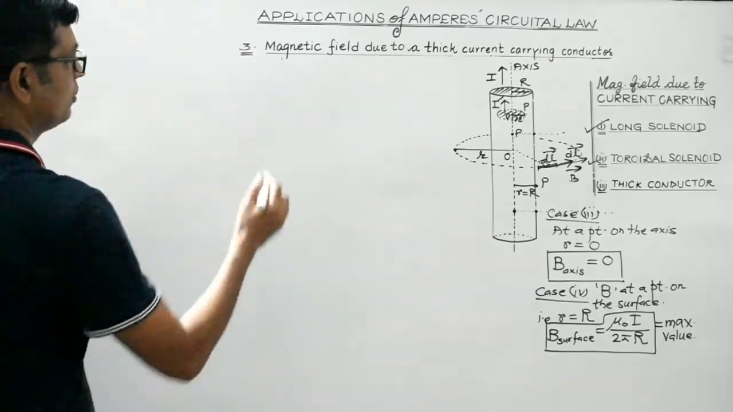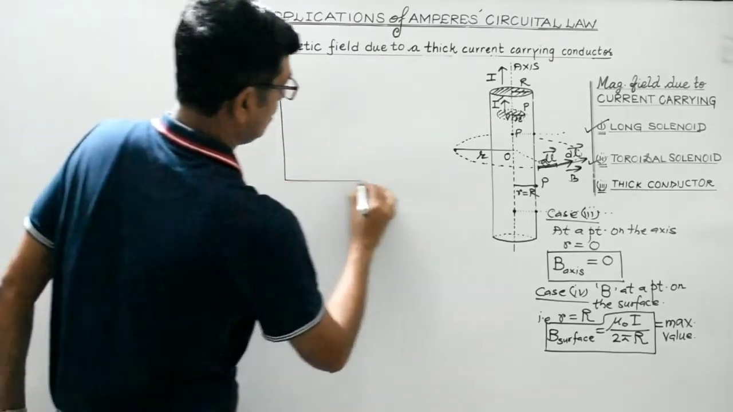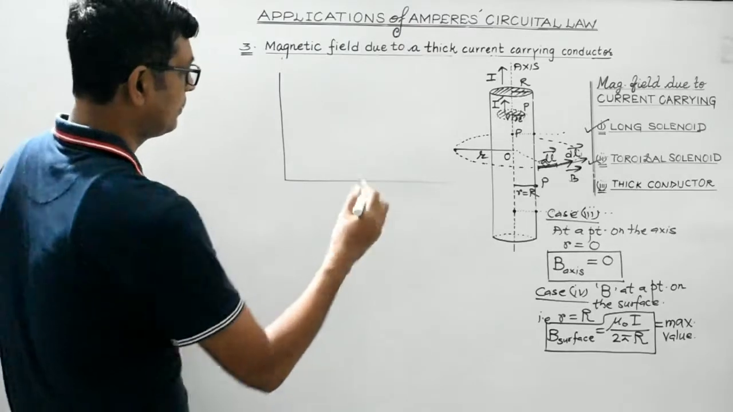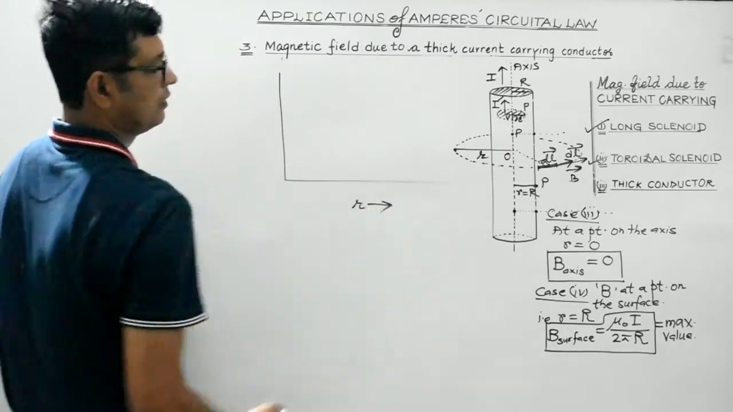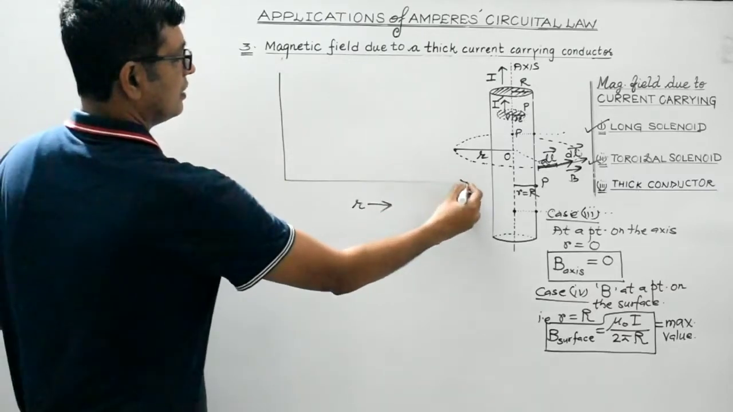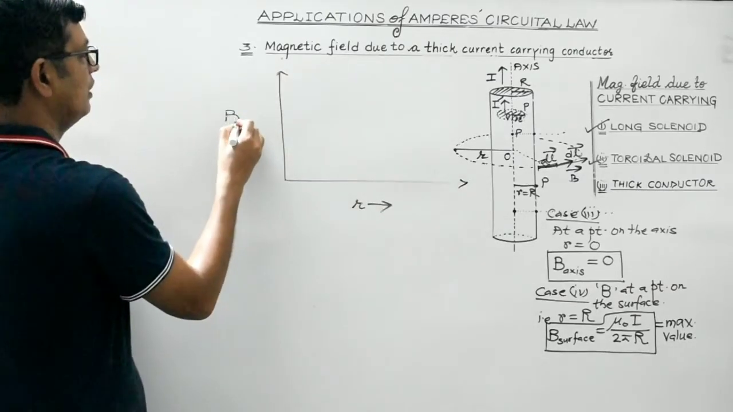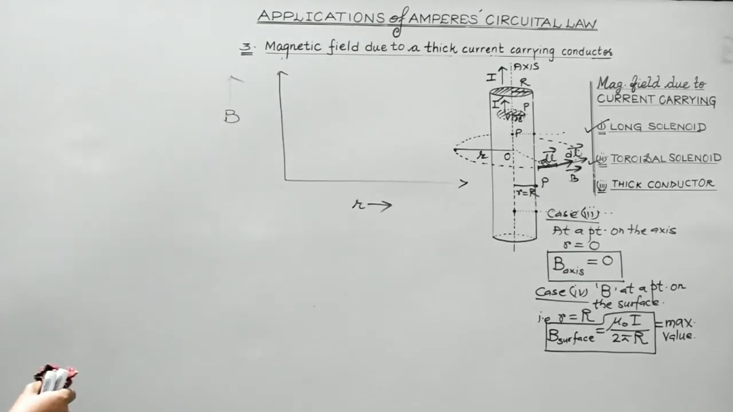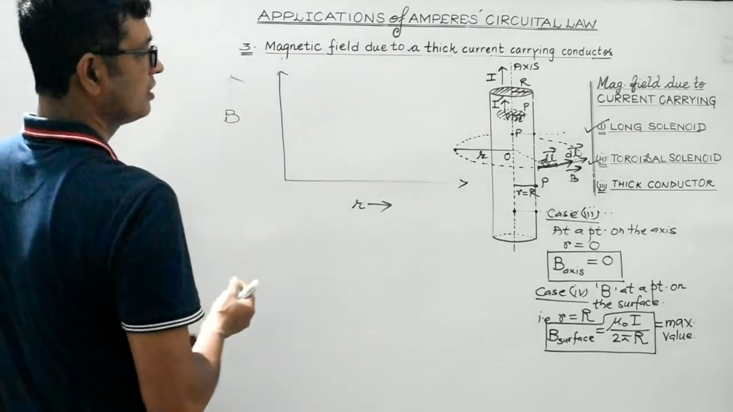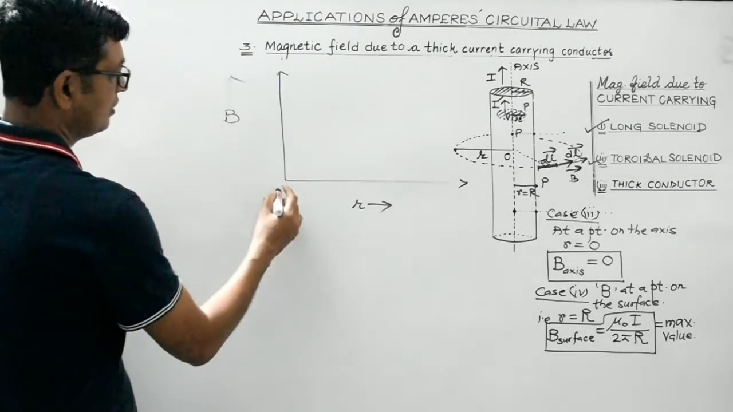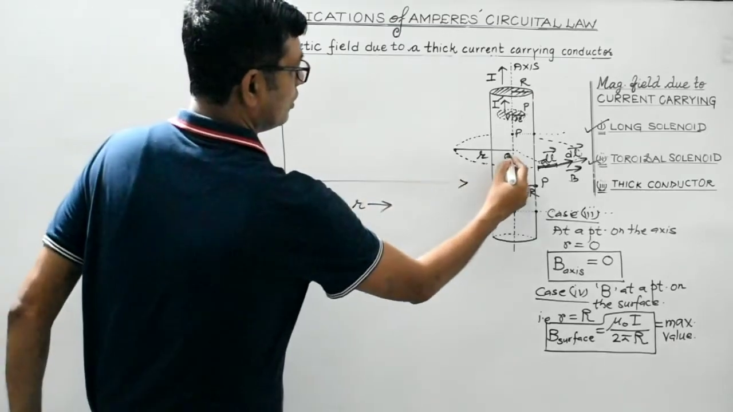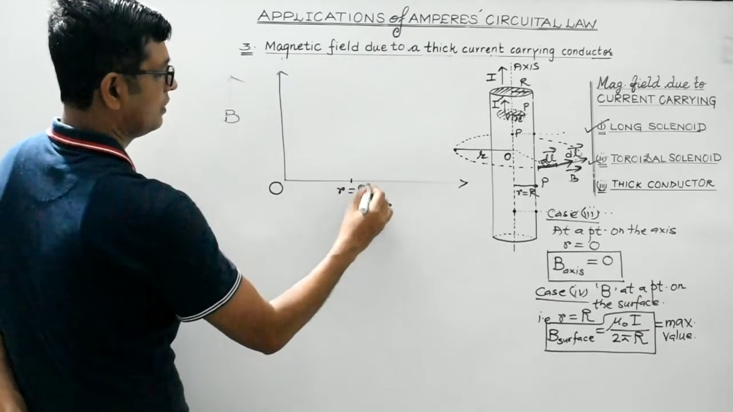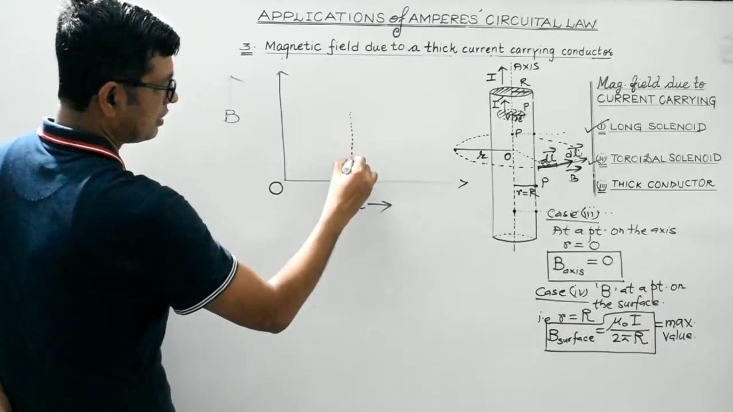So students, this will be the graph. Suppose x-axis, the horizontal axis, represents the distance, right? And the vertical axis represents the strength of the magnetic field. And the origin, suppose it represents a point on the axis, that is, this is the origin, this is point O. And let us consider this to be the surface of the conductor, thick conductor, like this.